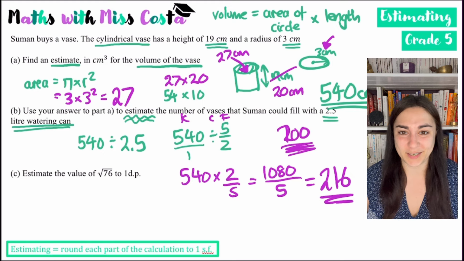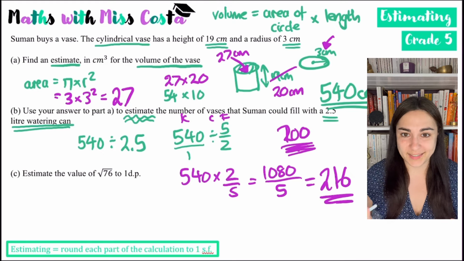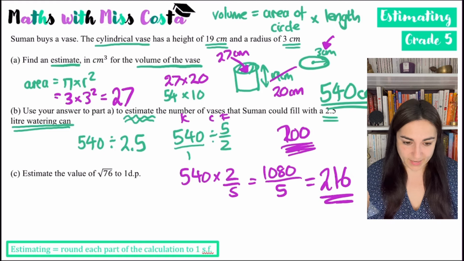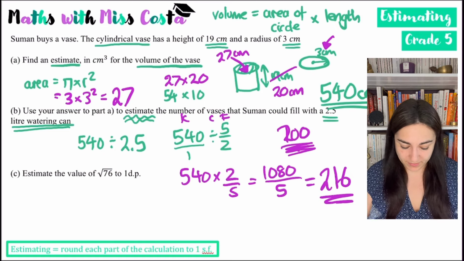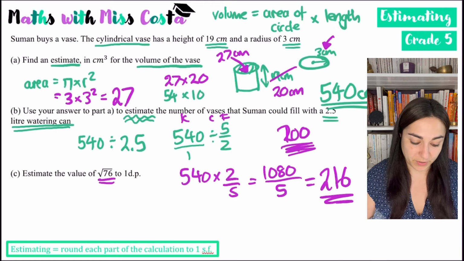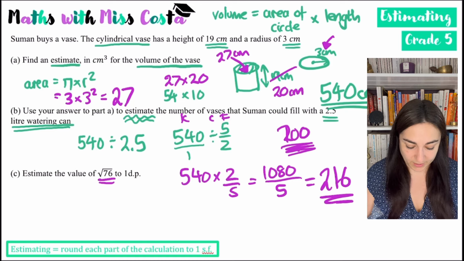These ones are always really tricky because you have your real world logic, and sometimes you're like, well, I can just do that. But generally when you want to estimate, you want to round to one significant figure. Now, the last part that we want to do is where you have to estimate the value of a square root. So this is slightly different because what you need to do is think about all of the values of the square roots that you know.